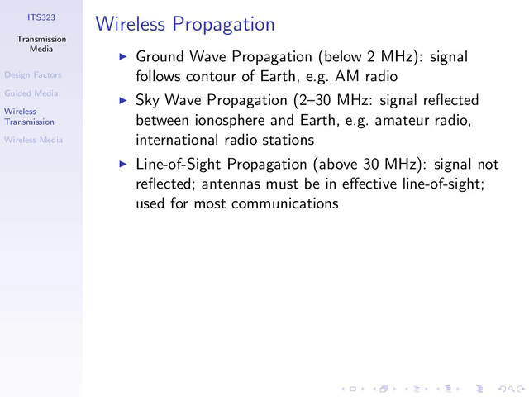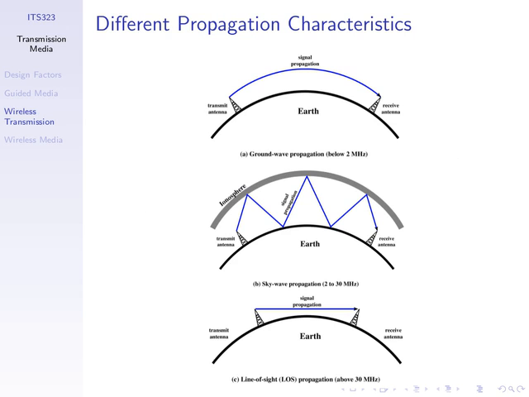What else do we care about? An antenna sends a signal that is received at the receiving antenna. How does that signal propagate? Depending on the frequency, there are different characteristics as to how a signal propagates. We can generally classify them as ground wave propagation, sky wave, and line of sight. Ground wave is for signal frequencies less than 2 megahertz, sky wave 2 to 30, and line of sight above 30. The diagrams probably best illustrate that.